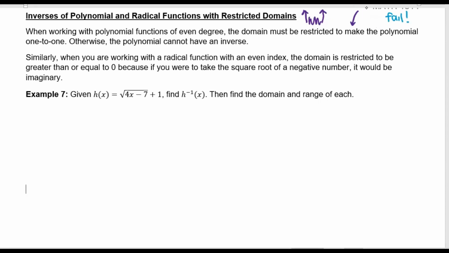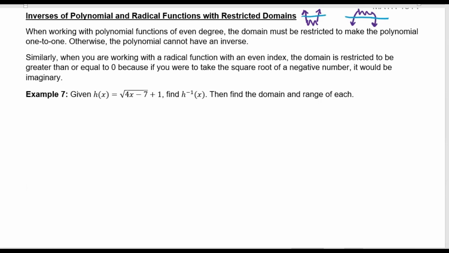So what we do is we restrict the domain so that only part of the function remains. And then we have an inverse. But if it stays the original without the restrictions, we still have the fail.